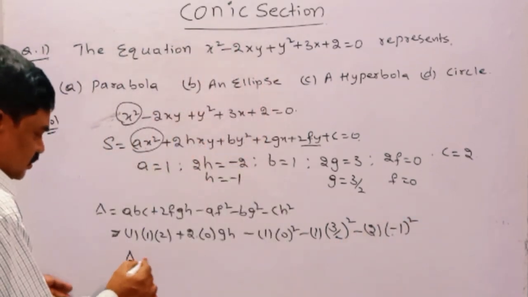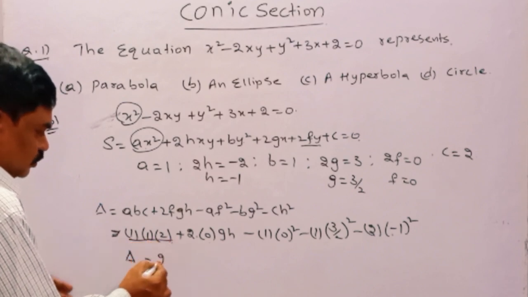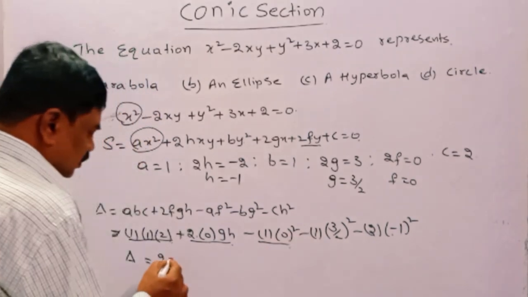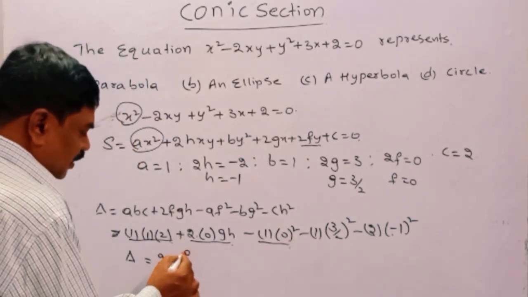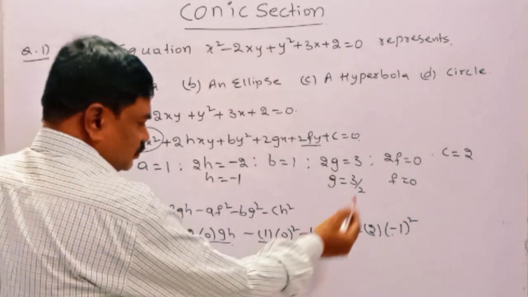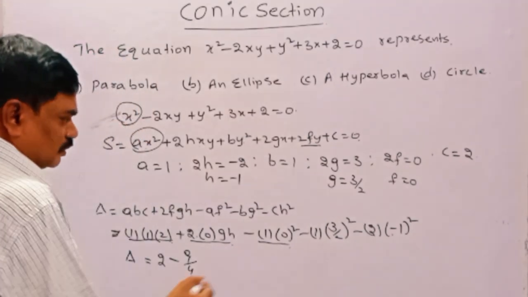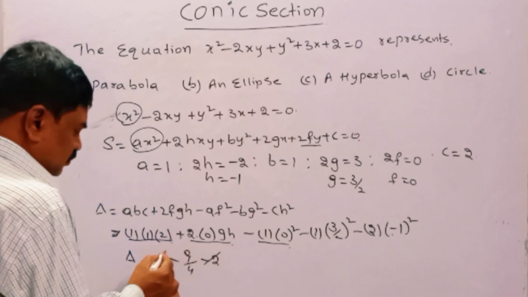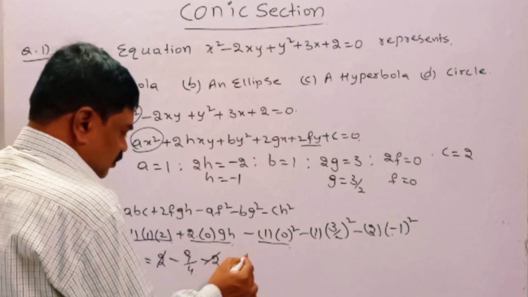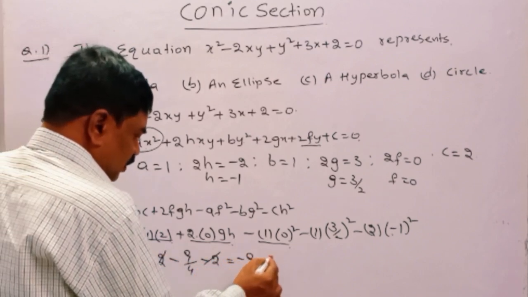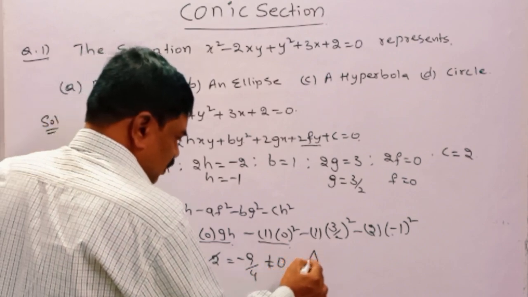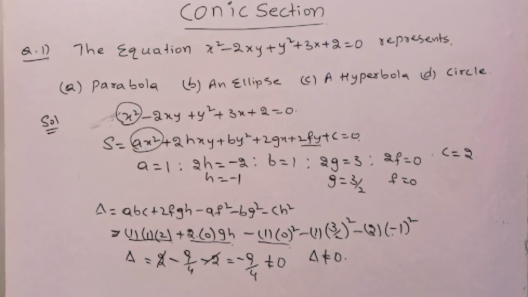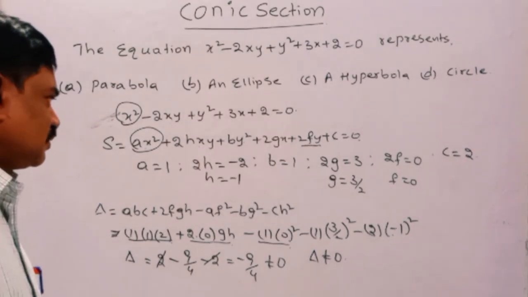Then delta is equal to this value 2, this value 0, this value 0. This is minus 9 by 4, since 3 by 2 whole square is 9 by 4. Minus 1 whole square gives plus 1, with the c term giving minus 2. Minus 2 plus 2 cancel, so delta is equal to minus 9 by 4, which is not equal to 0. Delta not equal to 0.